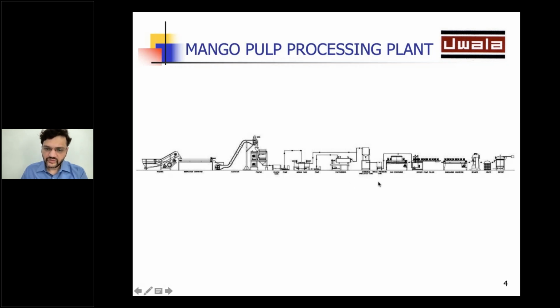Then before filling, the product is sterilized before it gets filled in the aseptic filling machine. Aseptic filling machine is normally a pretty expensive machine. The cost of it is in excess of 2 crores, and that's why it is feasible to use aseptic filling only if the capacity of the plant is 5 tons per hour or more.